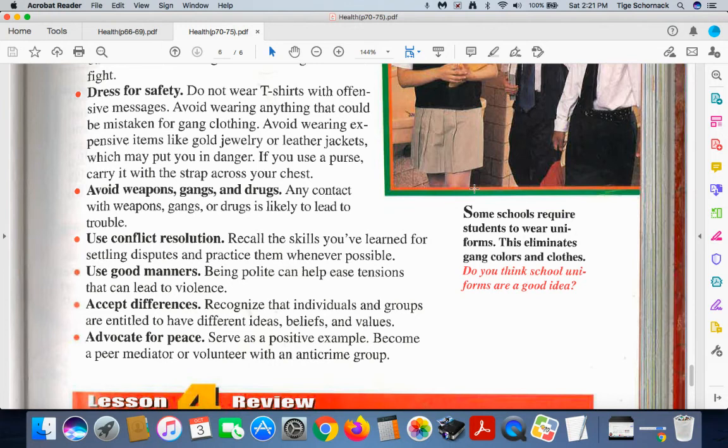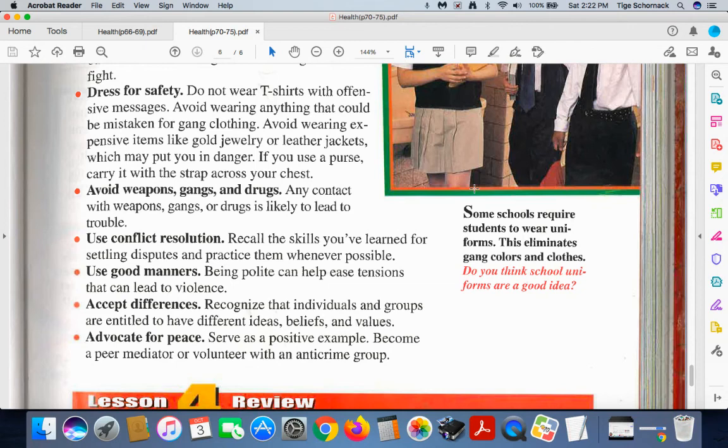Accepting differences. Recognize that individuals and groups are entitled to have different ideas, beliefs, and values. Again, I'm a Denver Bronco fan. I love them. Doesn't mean that I hate Las Vegas Raiders or Kansas City Chiefs or Los Angeles Chargers fans because they're in the same division that I am. I recognize differences in ideas, beliefs, and values.